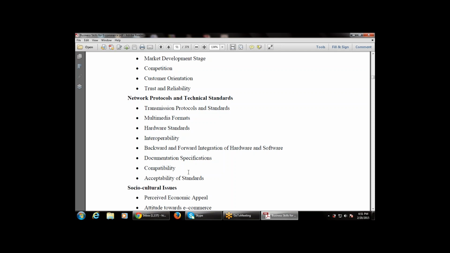Then next is hardware standards. There should be a proper hardware standard used. There should be proper hardware guidelines, that is, proper rules and regulations followed for the hardware also. That is the hardware standards.